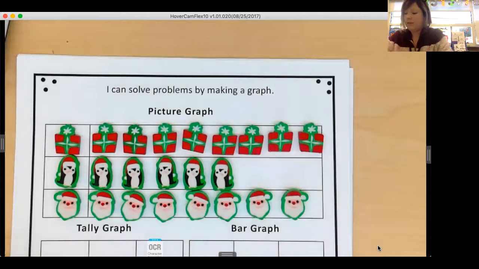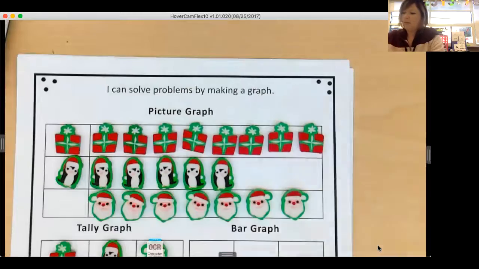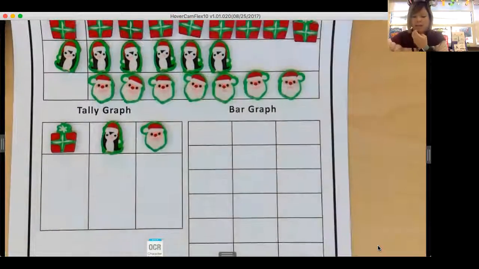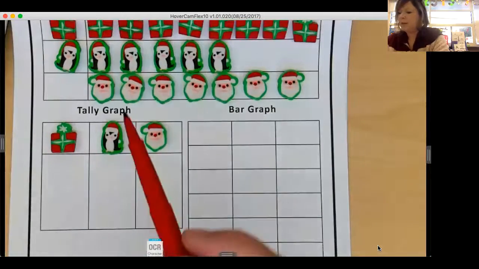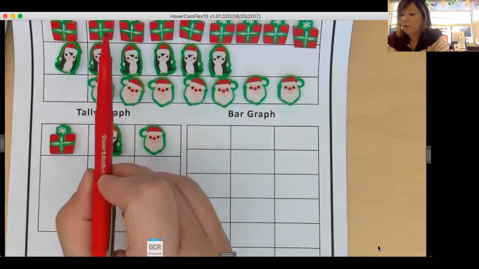Okay. All right, so the next thing we're going to do is a tally graph, and we're going to do this the exact same way. We're going to put the picture of what we're tallying up here, the present, the penguin, and the Santa. I'll borrow one of these. Okay, I'm going to move this one up. All right, so we're going to make our tally marks and see if we remember how to do it. So let's recount our presents up here and make sure that we know our number.